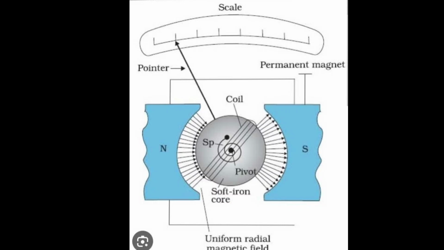A light pointer is also attached to the coil. This pointer moves on a scale. A spring is attached to the coil to provide a restoring torque to the coil. There is a uniform magnetic field, but this magnetic field is always radial in nature. So what is the role, or what is the meaning, of the radial magnetic field? A radial magnetic field is always parallel to the plane of the coil, and it is produced by the concave shaped poles of a permanent magnet.